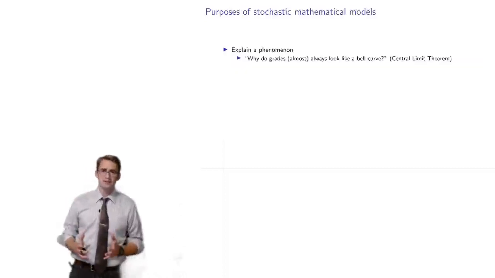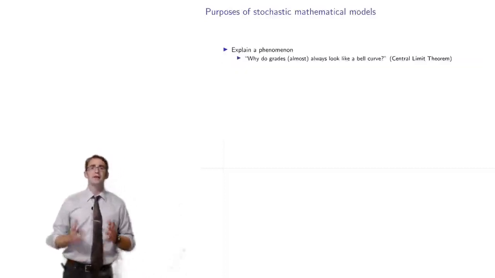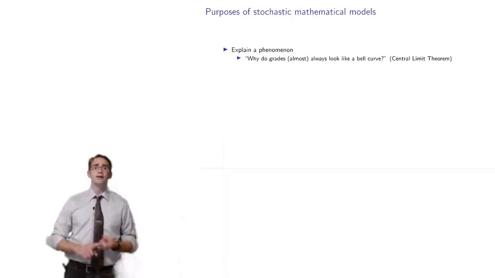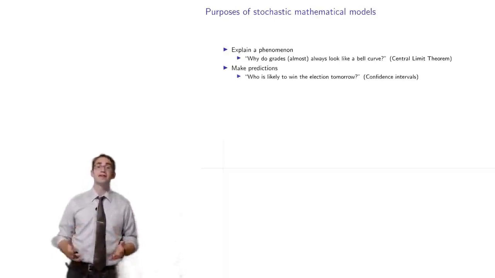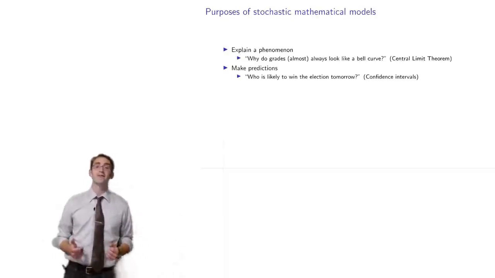What are the purposes of stochastic models? There are four I can think of. The one would be to explain a phenomenon. You could say, why is it that the grades when you take a final exam tend to look like a bell curve? Where does that come from? There's a mathematical model for that called the central limit theorem that expresses that. You might want to make a prediction. You'd want to know who's going to win the election tomorrow. We use confidence intervals for that, together with hypothesis testing.